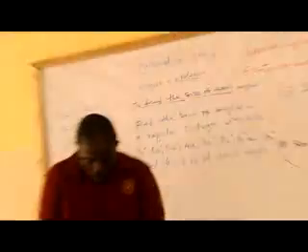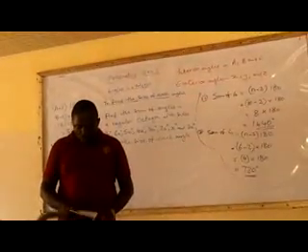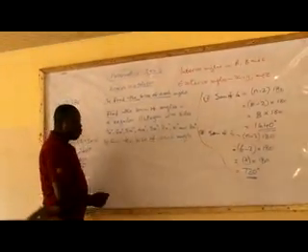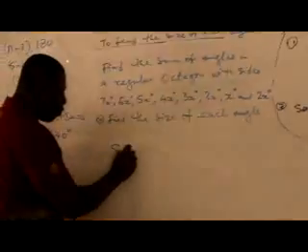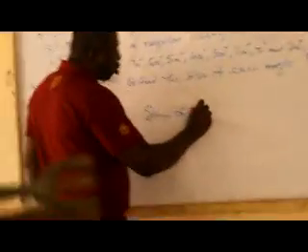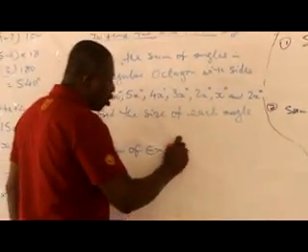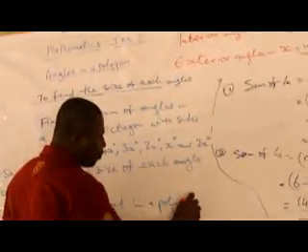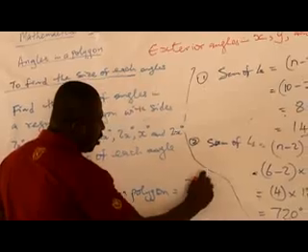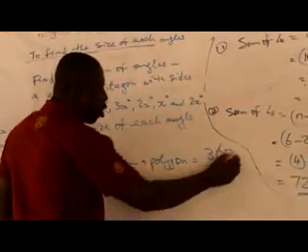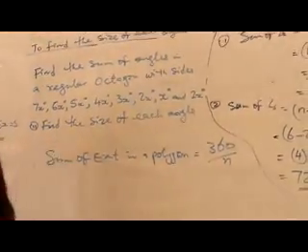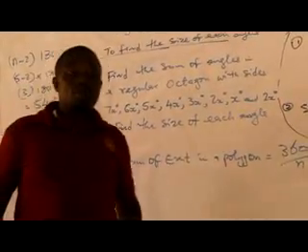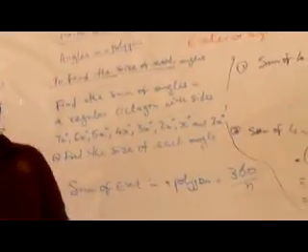For the sake of time, we're going to stop here. But for your information again, the sum of exterior angles in a polygon will be given as 360. The size of each exterior angle is equal to 360 over n, where n is the number of sides. We are going to continue from there in our next class.